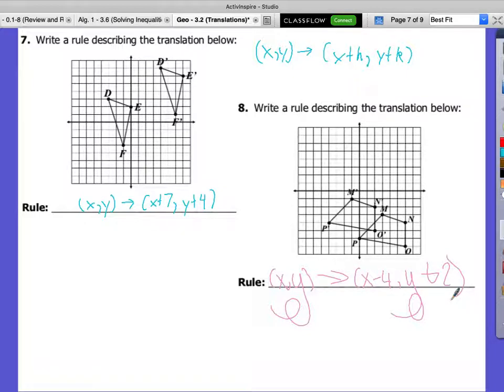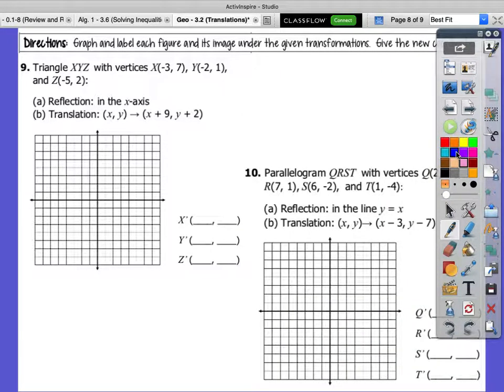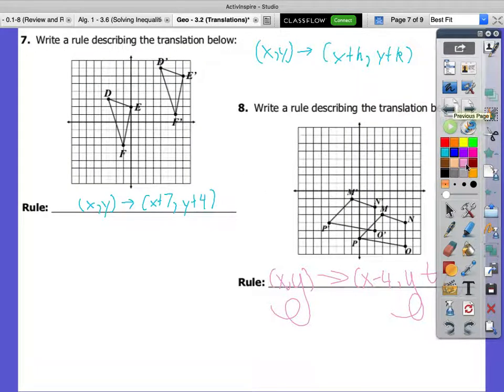Very good, okay? x, y yields x minus 4, y plus 2. A lot of us originally had plus 4 minus 2. We gotta be careful. We're going from the originals to the primes, okay? Questions on that? Okay. So now we're gonna look at example 9 here. Let me fix Betsy's y's here.